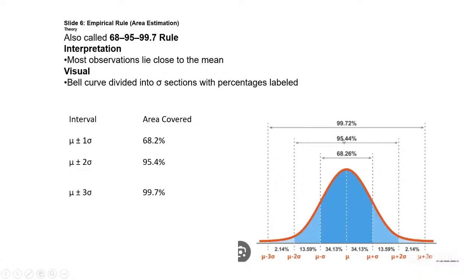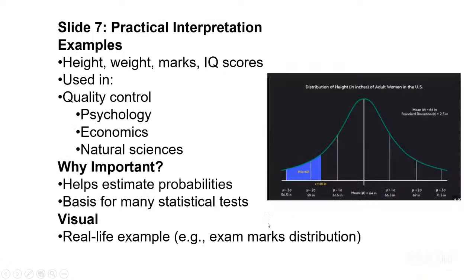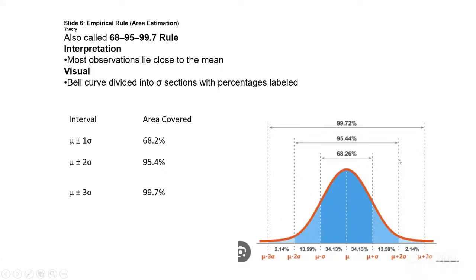Why can't we get the total 100%? Because I have already said that the curve is asymptotic, it is not closed. So however much sigma you add or subtract, you will never get exactly 100%. It will be 99.72% and it will increase, but not exactly 100%.